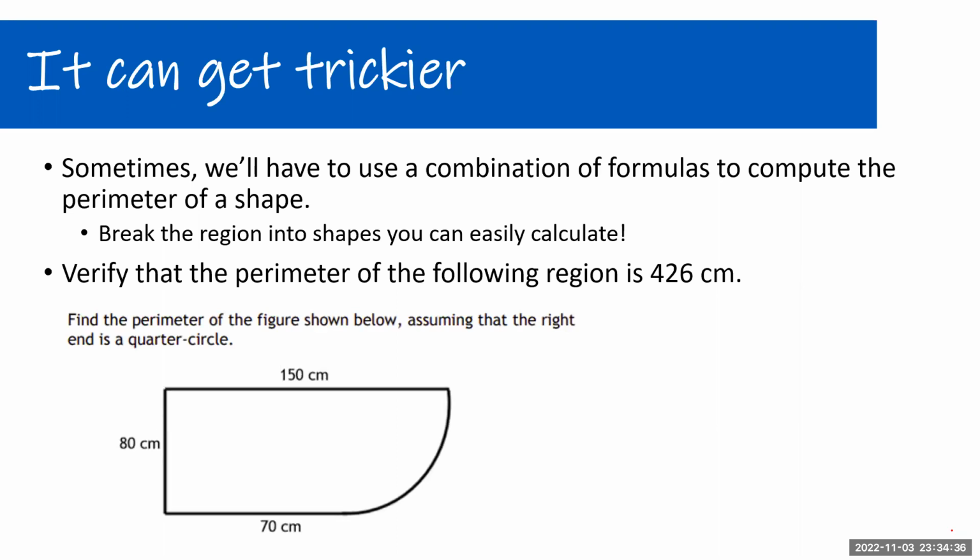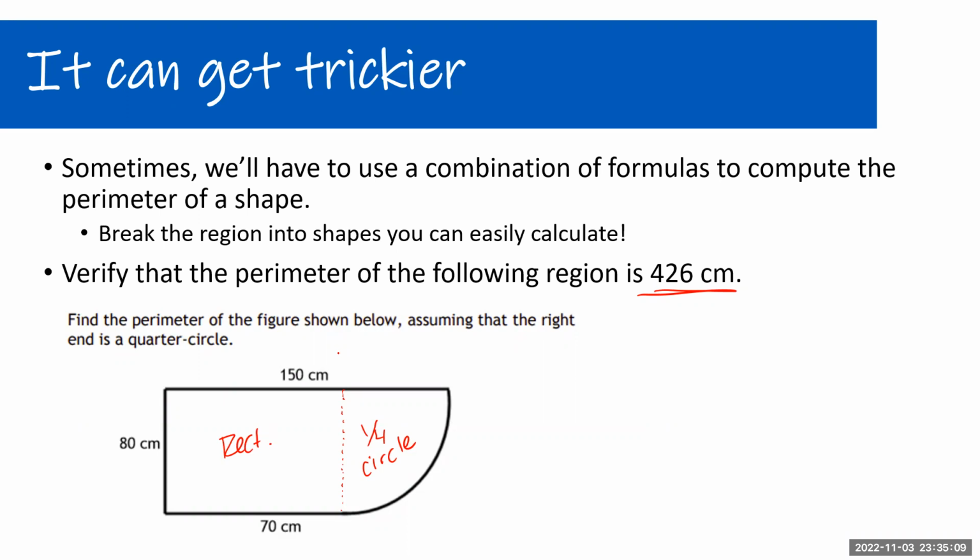So let's find the perimeter of this. I've already told you that the answer is 426, but let's make sure that we can verify that. What do we see when we look here? Anytime in this class, at least, that I see a curve on a 2D figure, I'm going to say, uh-oh, I'm dealing with some form of a circle, okay? So I know now I can look at this as 1/4 of a circle, right? And then a rectangle.